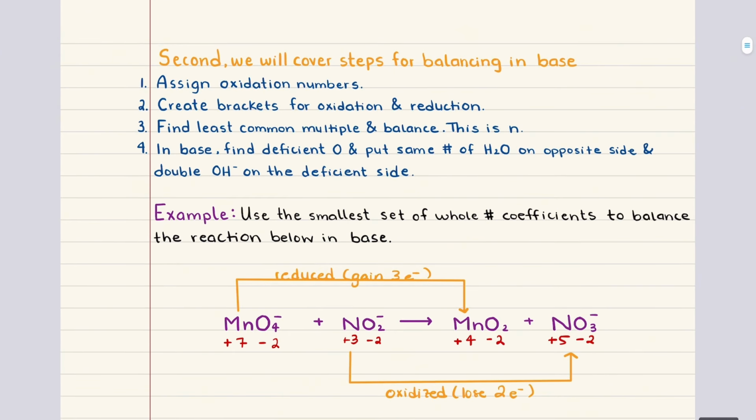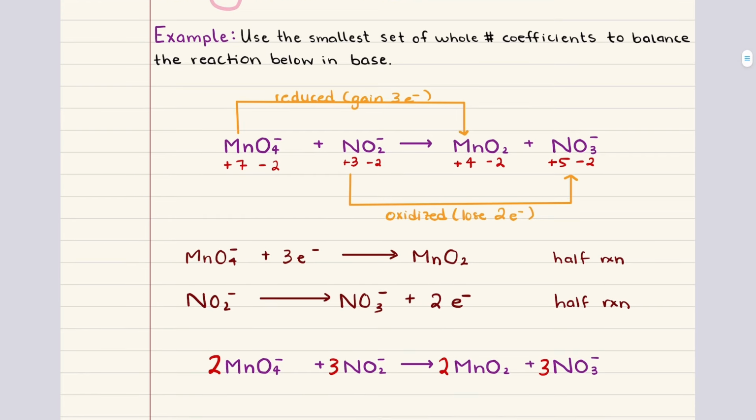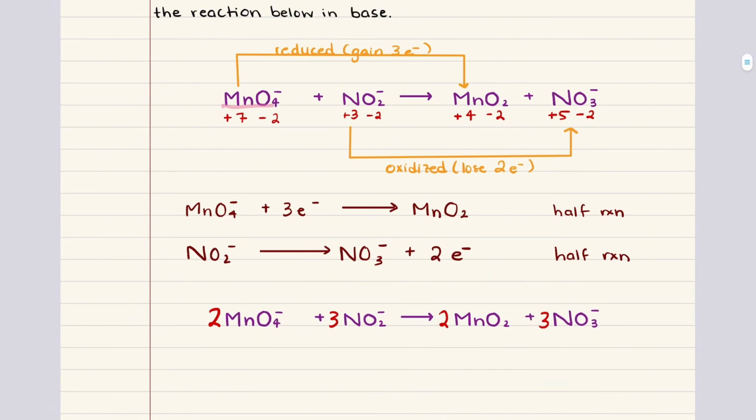Next, we want to discuss how to balance redox reactions in basic solution. We follow the same protocol here, except that we do not use hydrogen ions and water to balance the oxygens and hydrogens. In basic solution, we instead use water and hydroxide ions to balance those atoms. Let's see what this looks like. Here we're balancing the same reaction, but in basic solution. So the unbalanced reaction is again, permanganate ion plus nitrite ion yields manganese dioxide plus nitrate ion.